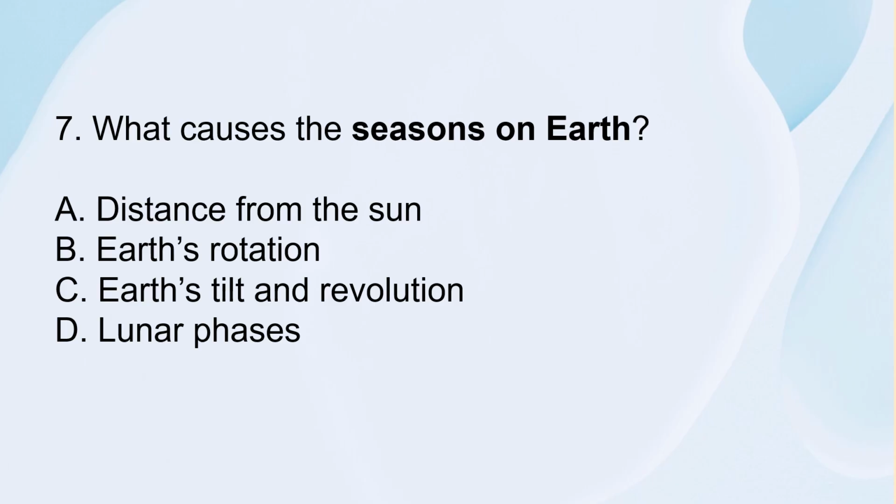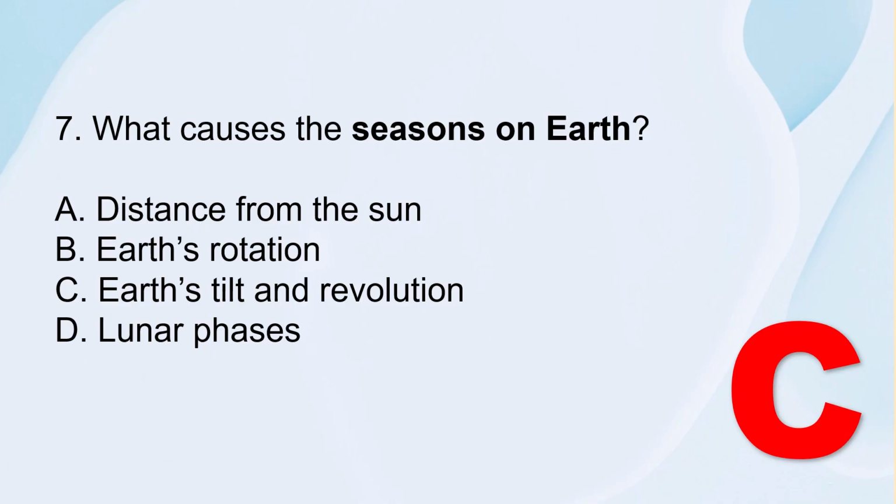Number seven, what causes the seasons on Earth? Letter A, distance from the sun. Letter B, Earth's rotation. Letter C, Earth's tilt and revolution. Or letter D, lunar phases. So the correct answer is letter C, Earth's tilt and revolution.